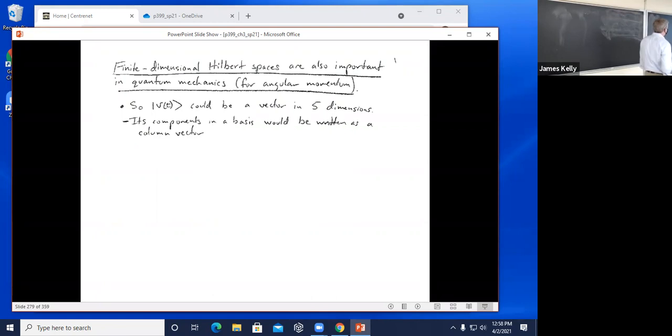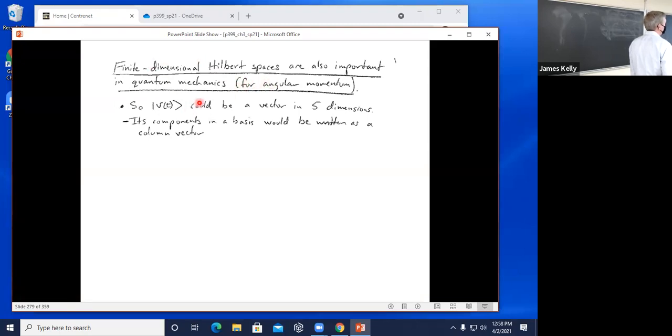Now, on to the next section, where there's a lot of little sections in here, and each one is almost like a bigger section in this chapter. We're now going to talk about, in great detail, finite dimensional Hilbert spaces. We've been talking about continuous, infinite dimensional vector spaces with discrete sets of basis vectors and continuous basis vectors. What about good old finite dimensional vector spaces?